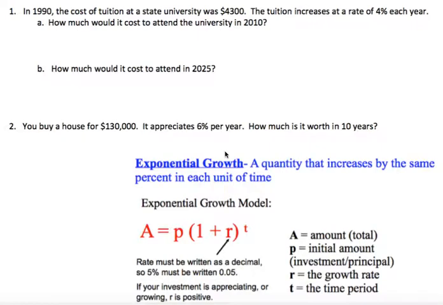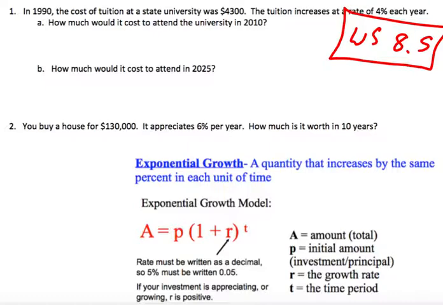This is worksheet 8.5. We're talking about exponential growth. So number 1A will do. It says in 1990 the cost of tuition at a state university was $4,300. The tuition increases at the rate of 4% each year. Every single year the cost is going up 4%. So we're going to use our exponential growth model down here.